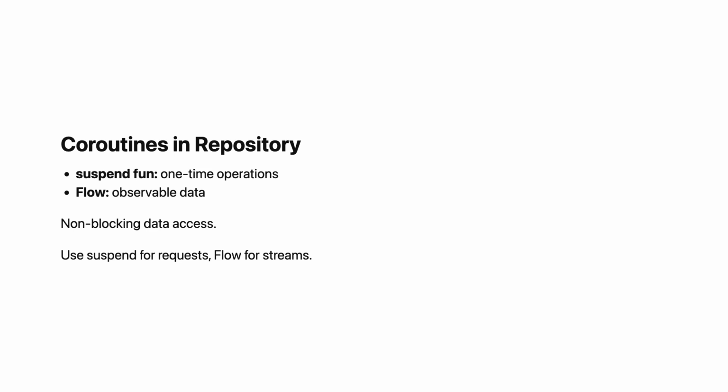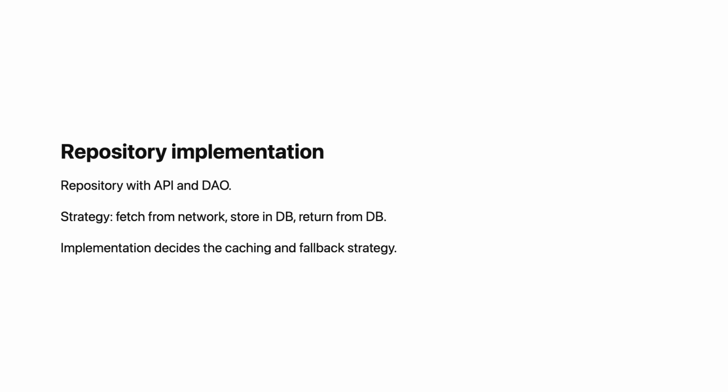Repository functions are often suspend functions. Suspend fun getUsers: List of User. Fetching data takes time. Suspension makes it non-blocking. For one-time requests, use suspend functions. Fetch user by ID, create a new item, delete. For observable data, return Flow: fun observeUsers: Flow of List of User. UI collects, receives updates. The repository handles the async nature of data fetching. Callers use suspend or collect.